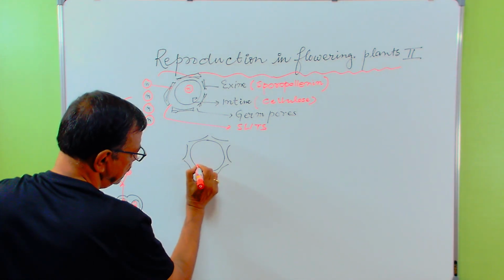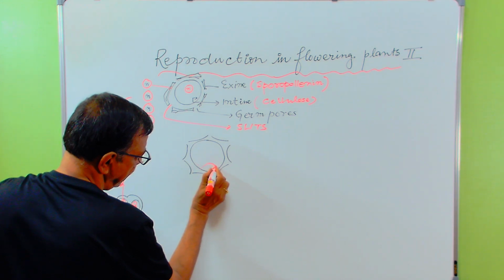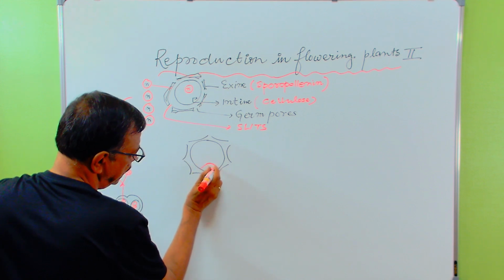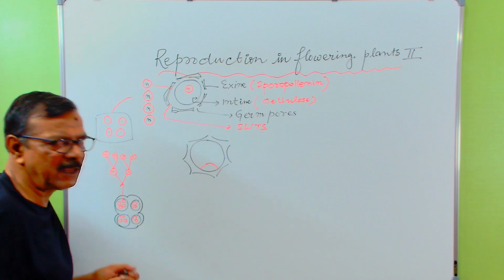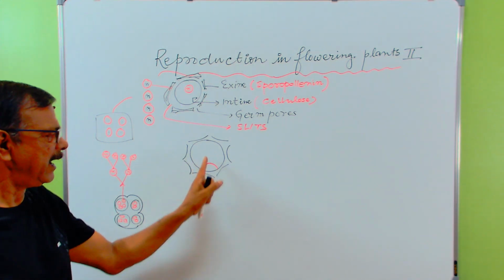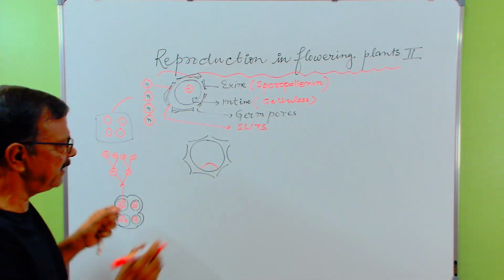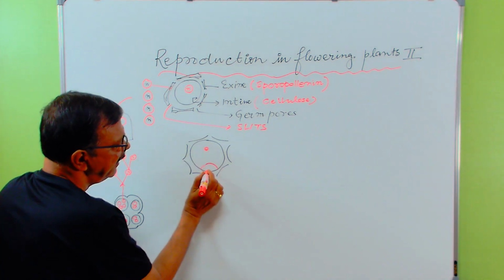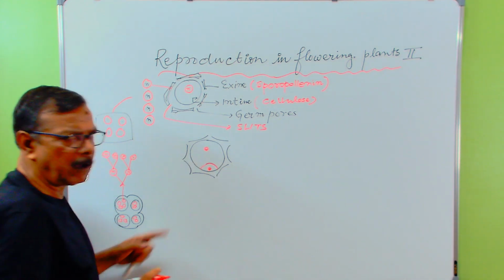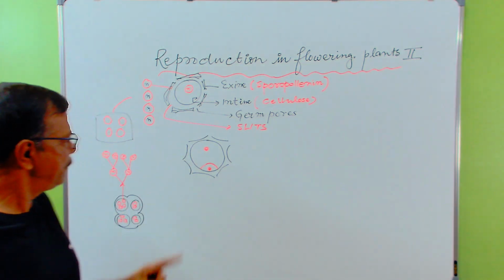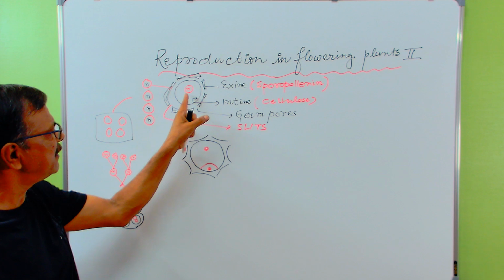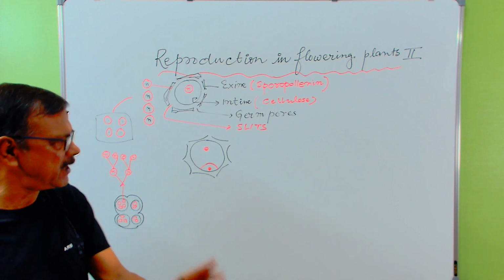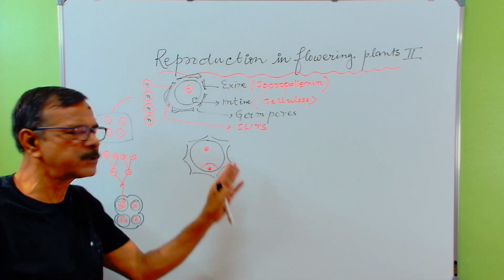And it will produce 2 unequal cells, the bigger one and the smaller one. The nucleus will divide. Here there will be one nucleus, and here there will be a nucleus. This is a mitotic division. This microspore nucleus will undergo mitotic division and will produce 2 cells. Clear?